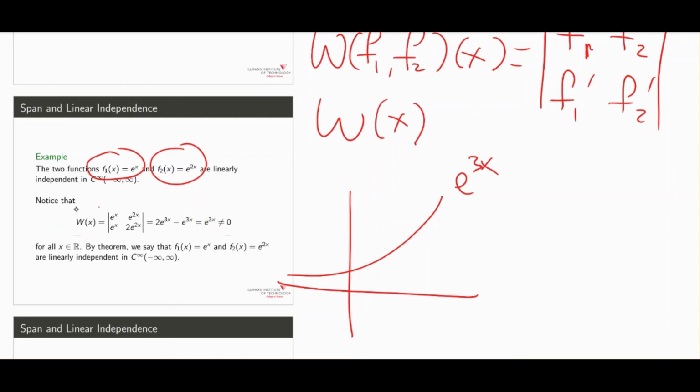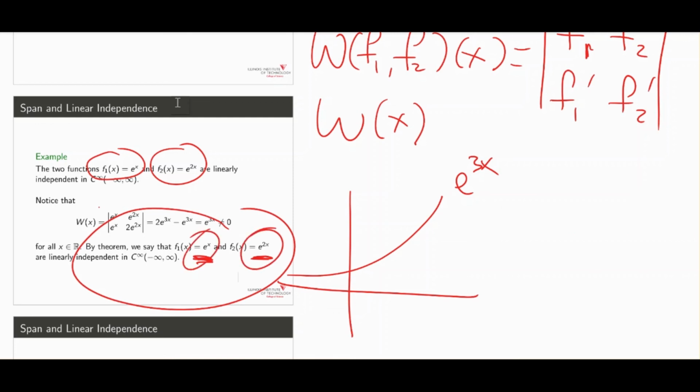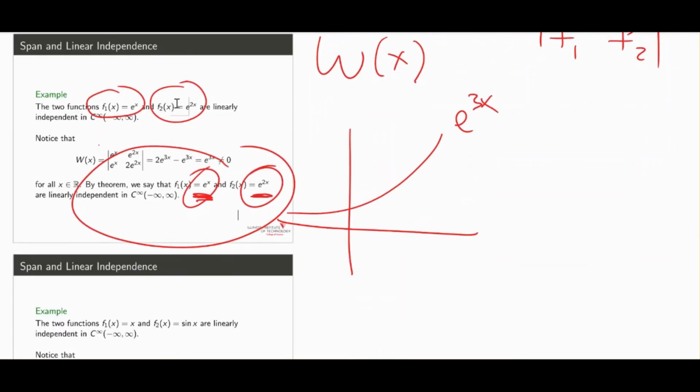Therefore, by the theorem, we know that this function here and this function here, this is just a notation for a function that is differentiable infinitely many times. You can differentiate e^x infinitely many times. We don't have a problem with that. So this shows that these two functions are independent. They have no relationship with each other whatsoever, even though they look quite the same, but they are not. So they are independent. You cannot write one as a linear combination of another one. That's how we use the Wronskian.